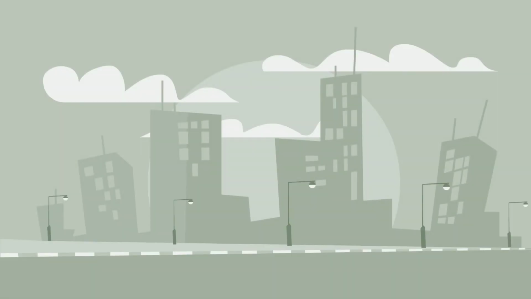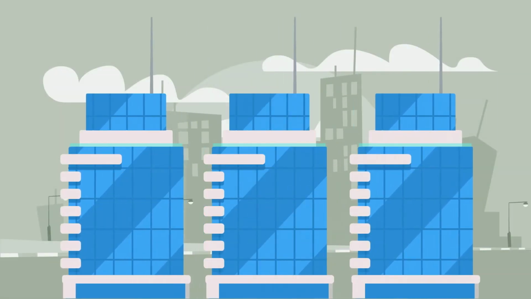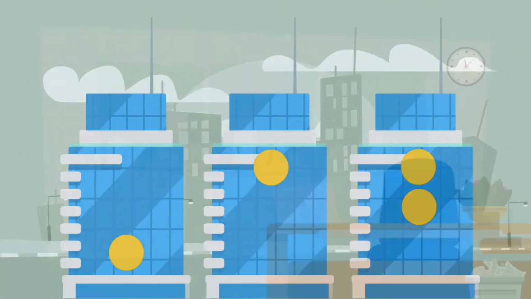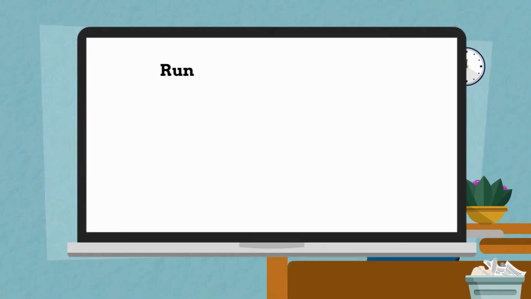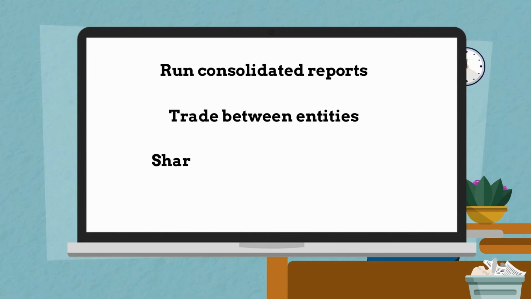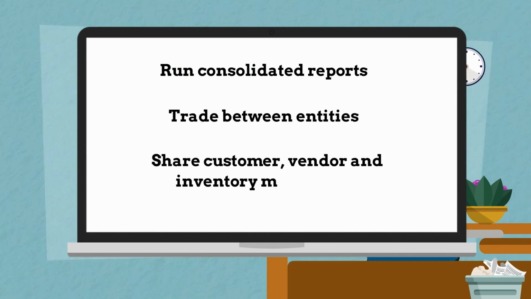MYOB Advanced supports companies with multiple offices, divisions, and or legal entities, giving you the ability to run consolidated reports, trade between those entities, and share customer, vendor, and inventory master data.